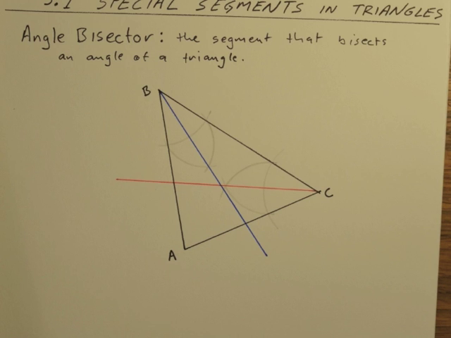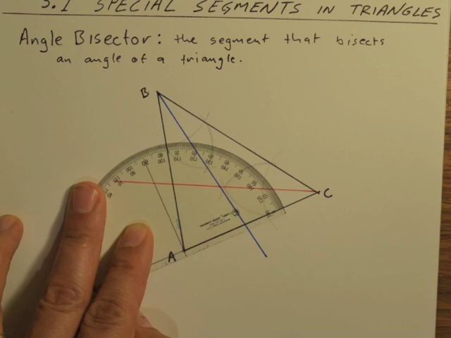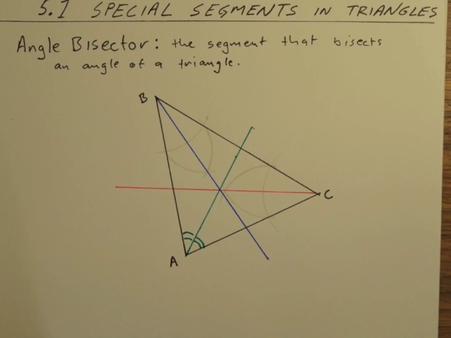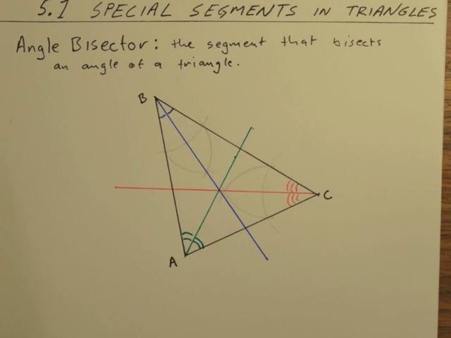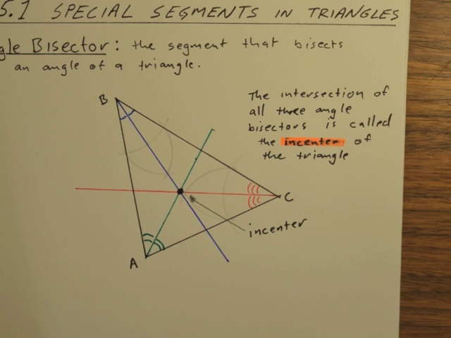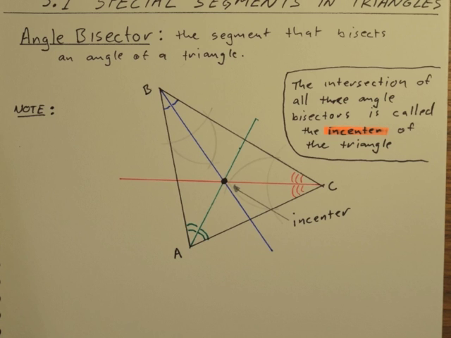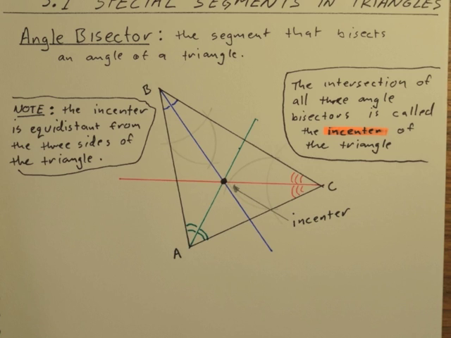So I'm going to have angle bisectors from all 3 vertices of the triangle. So here I'm going to measure out. I see that angle is about 76 degrees. So I'll measure out half that instead of constructing. And so you see I've got these 3 angle bisectors. Now the intersection of all 3 angle bisectors is called the triangle's incenter. So here I have that labeled and a point on that point of intersection.